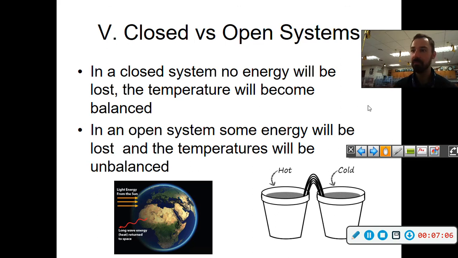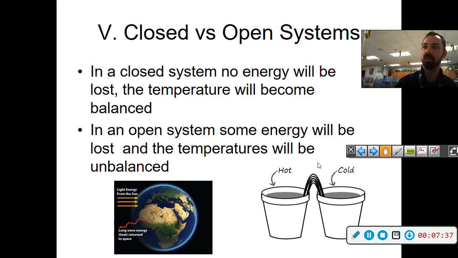So an example, these cups right here that are totally exposed, they don't have lids on them or anything, but they do have a metal wire connecting the two cups. Some heat will transfer from the hot to the cold across the metal wires. But even the metal wires are touching air here. Even if I put a lid on this, you have the metal wires exposed. Some heat energy will be lost to the surrounding air.